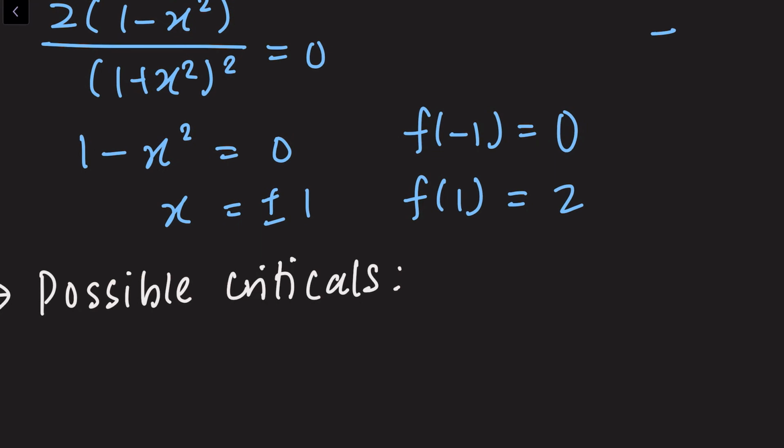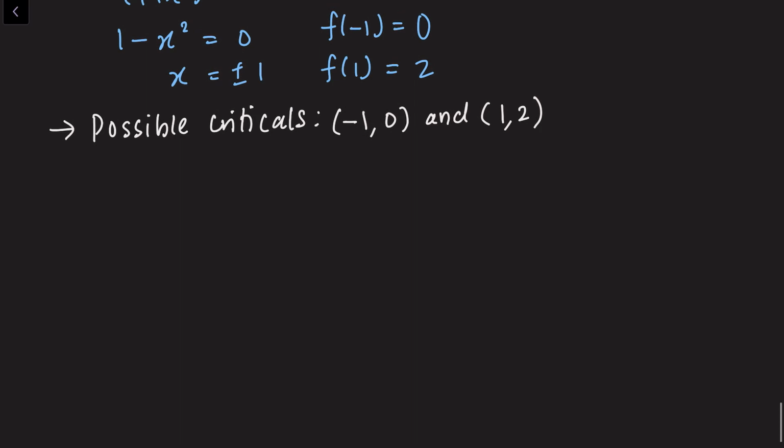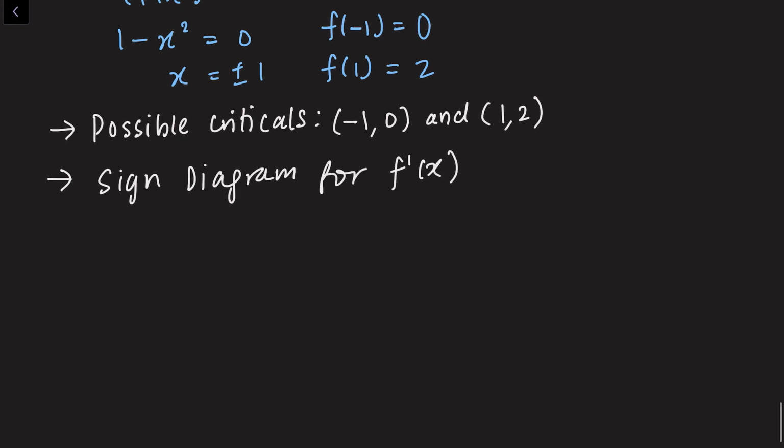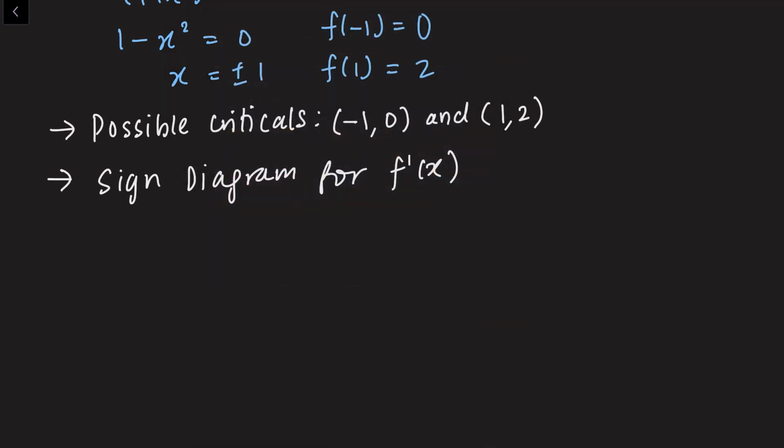Which are -1, 0 and 1, 2. Alright? Then the next step is to draw our sign diagram, the sign diagram for f prime x, to determine the piecewise monotonic intervals. So you have two possible critical points at -1 and 1. And then just test.